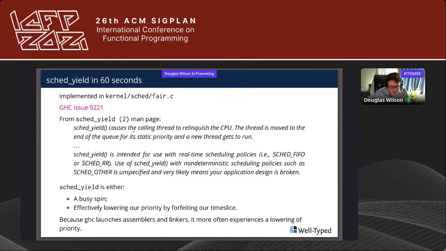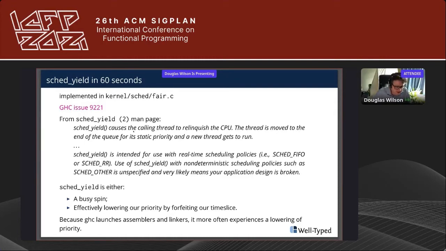But in practice, on multi-core machines, either you have something in the run queue, in which case when you call sched_yield, you're forfeiting your time slice, and so you're effectively lowering your priority. Or if there's nothing else in that run queue on that core, then it's just a busy spin. And that's why we see those high CPU times, because we've just got a lot of busy spinning going on.